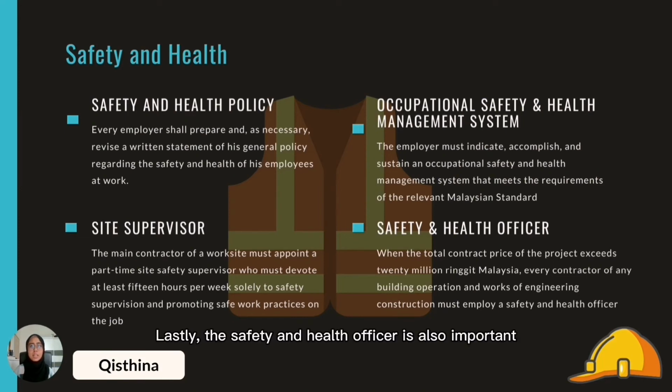Lastly, a safety and health officer is also important to ensure the safety and health in the construction project. When the total contract price of the project exceeds 20 million ringgit Malaysia, every contractor of any building operation and works of engineering construction must employ a safety and health officer. Now let's move on to construction waste management.